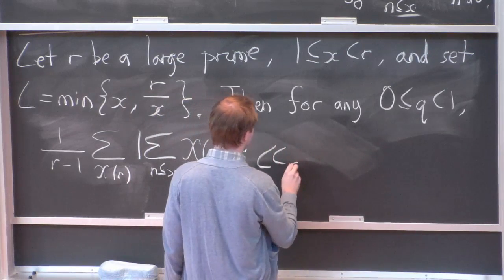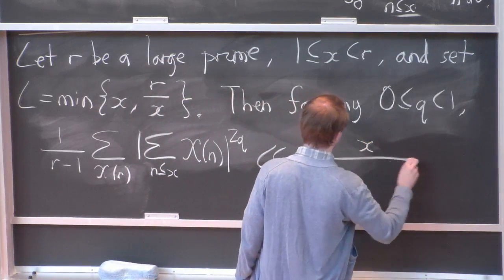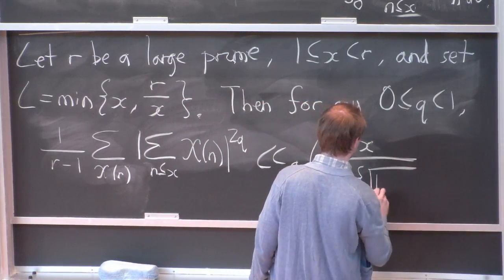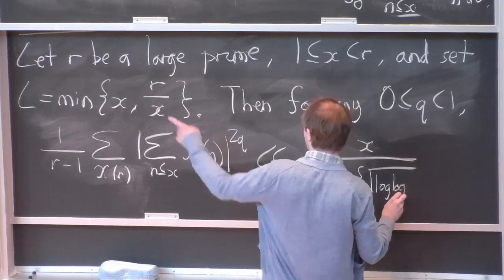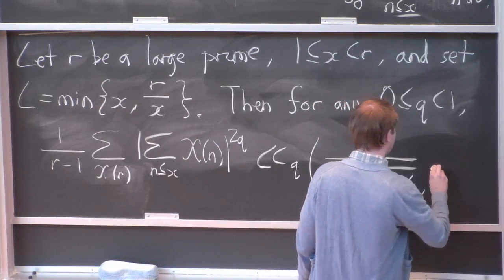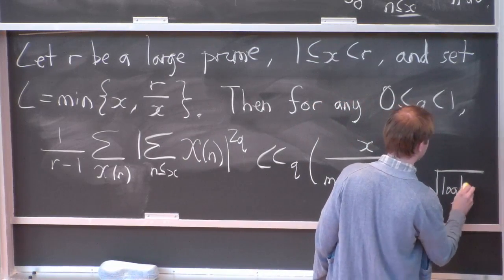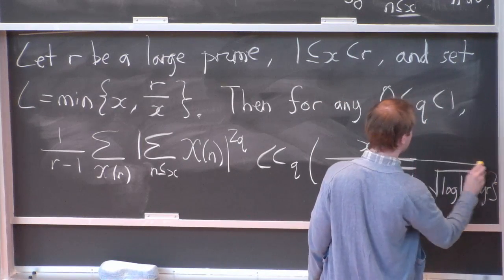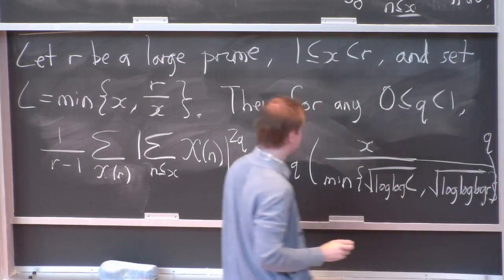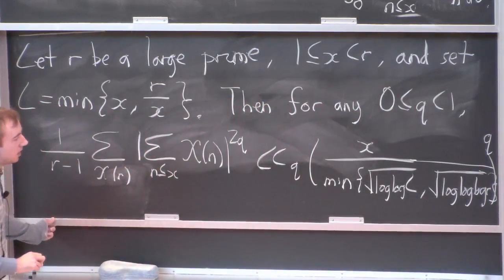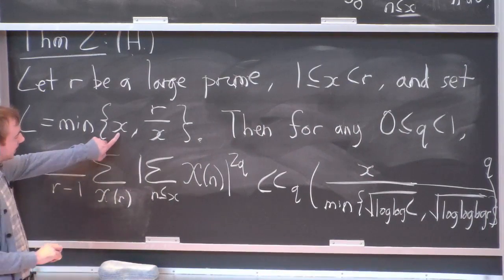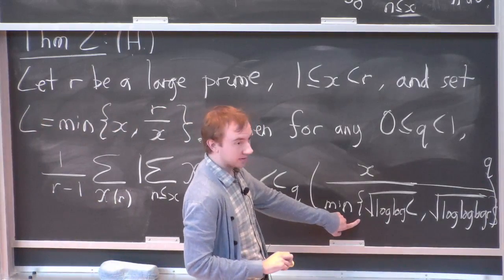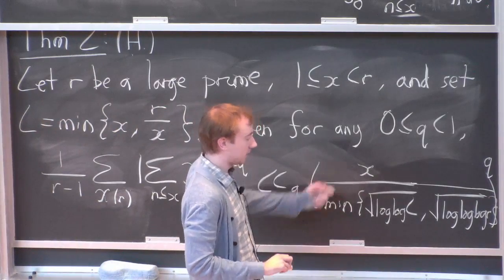The moment is less than, depending on q, x over the minimum of square root log L and square root log R, to the q. So provided that x tends to infinity and r over x tends to infinity, the denominator tends to infinity. And so you have a better than square root saving here.